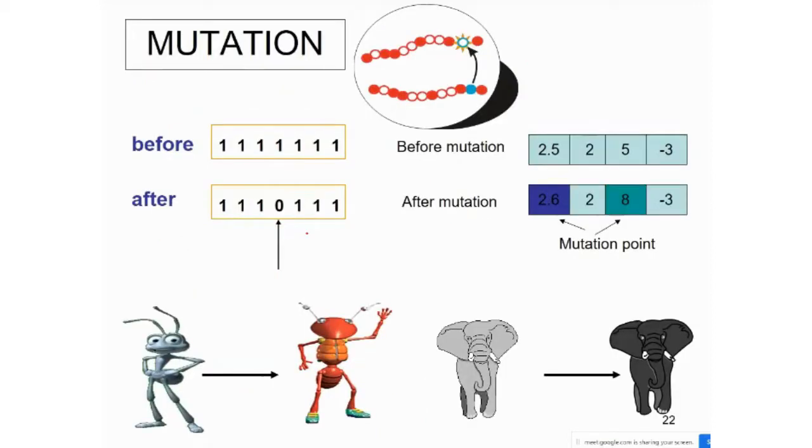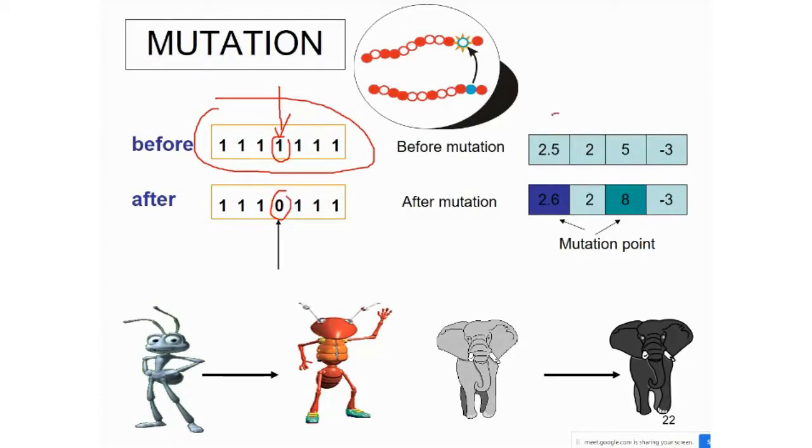Right? Then the third function is called mutation. Mutation takes a chromosome, and if it is a binary chromosome, we randomly select a mutation point and change the value. If it is 1, we make it 0. If it is 0, we make it 1.